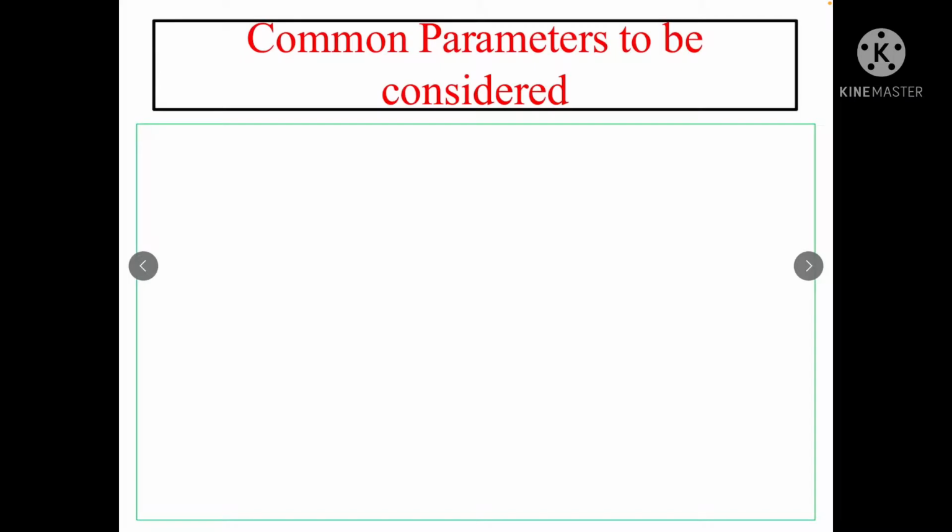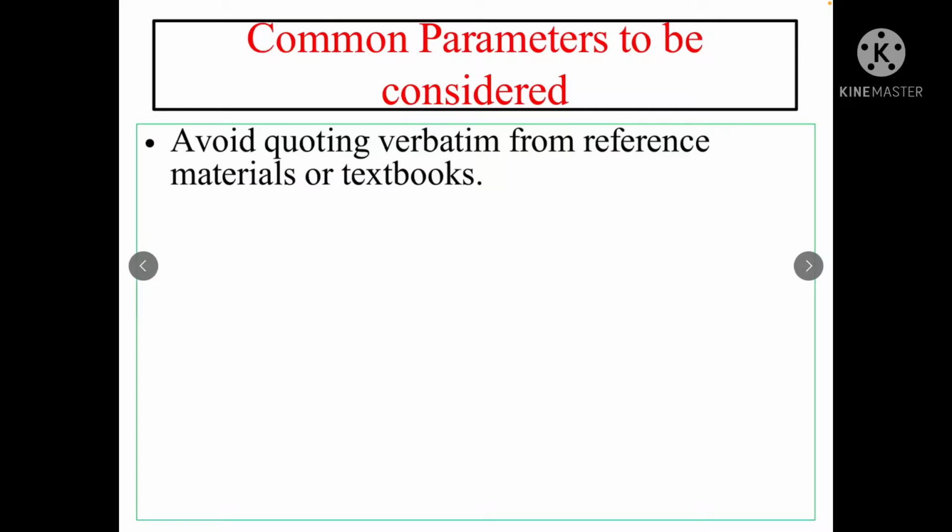Now some common parameters to be considered while framing true-false questions. Number 1, avoid quoting verbatim from reference materials or textbooks. Verbatim means exactly the same words as were used originally. So we should not copy the sentence as it is from the book, because if a student memorizes things by heart without understanding, this will not help a teacher to assess his or her students. That's why we have to avoid direct sentences from the textbook.